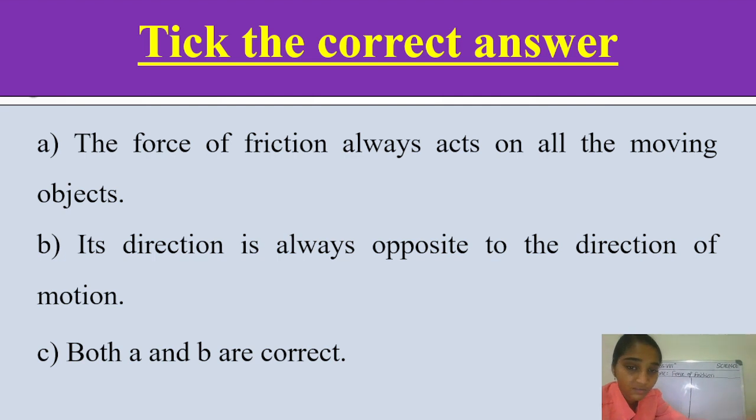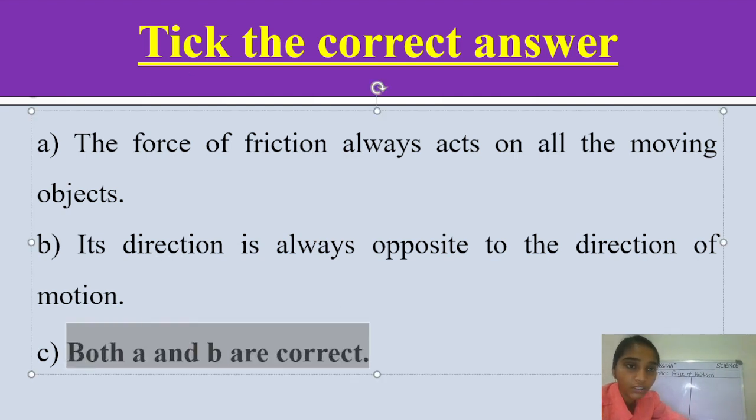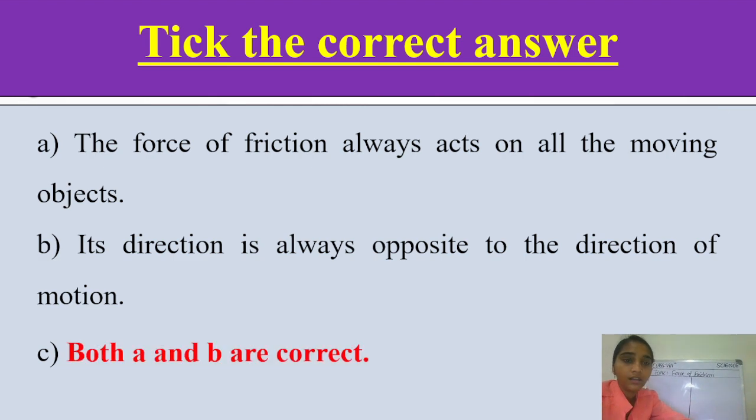Yes, very good. You must be saying that, ma'am, both these statements are correct. A is also right, B is also right. So both A and B are correct. And why are both A and B correct, students? Yes, because the force of friction always acts on moving objects. Whenever any object is moving, there is some kind of force which is always opposing that motion, which is the friction. And its direction is always opposite to the direction of motion, as we have discussed. If the force is acting in this direction, friction will be from the opposite direction. So that is why both A and B are the correct statements. Very good, students.